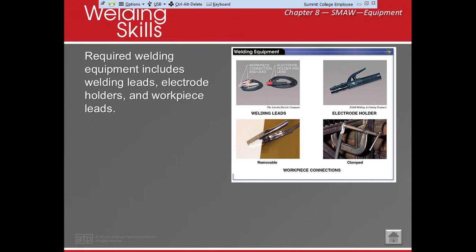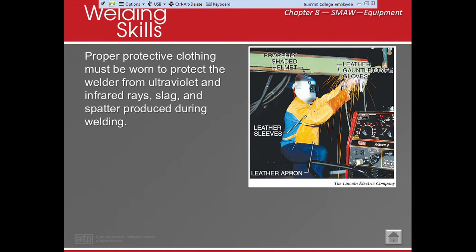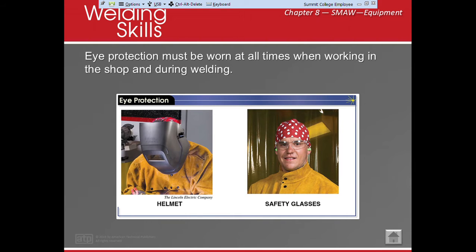All right, we also need some really important stuff, i.e. the leads, the ground, maybe some clamps, maybe an electrode holder. We also need tools like chipping hammers and brushes, as well as plenty of ventilation. We also want to make sure we have correct PPE, including glasses, a jacket, maybe leather sleeves, and a helmet. We want to make sure that we have proper eye protection as well as the proper shade that we're supposed to be wearing.